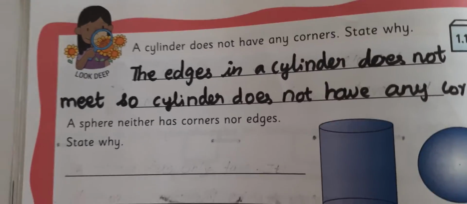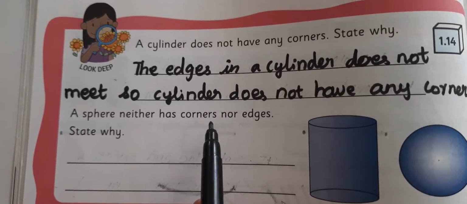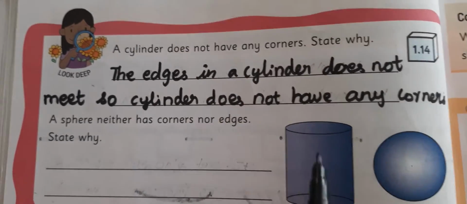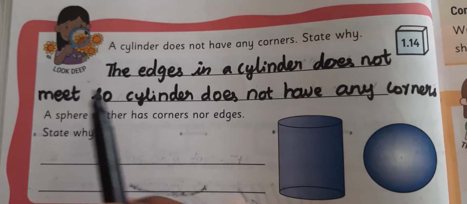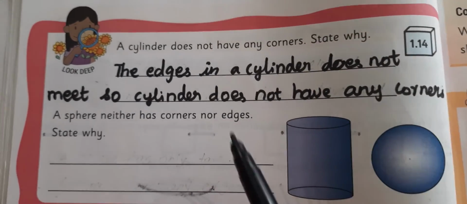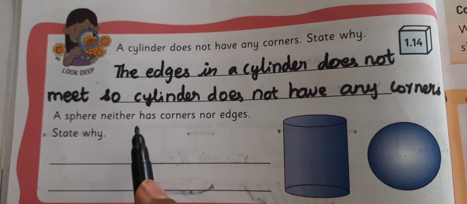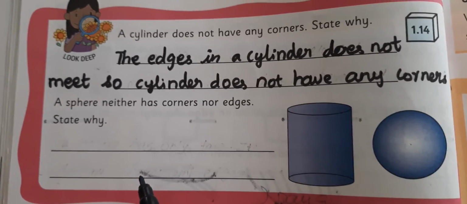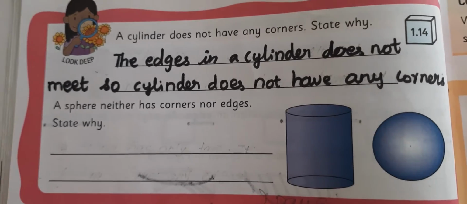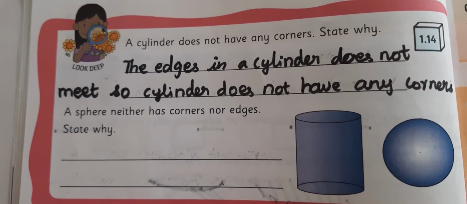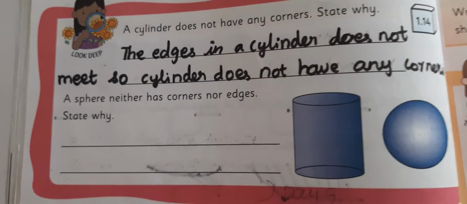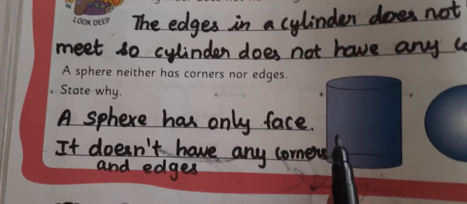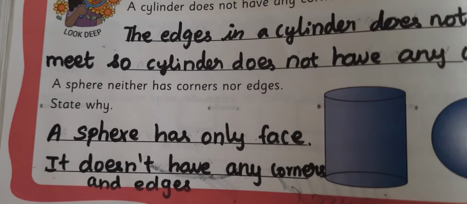Next one: the sphere has neither corners nor edges. What is the reason? State why. Those who do not have the studio book, take a notebook, write the activity name and number, and write down everything. A sphere has neither corners nor edges. What is the reason? The sphere has only one face. That is why the sphere does not have corners and edges.